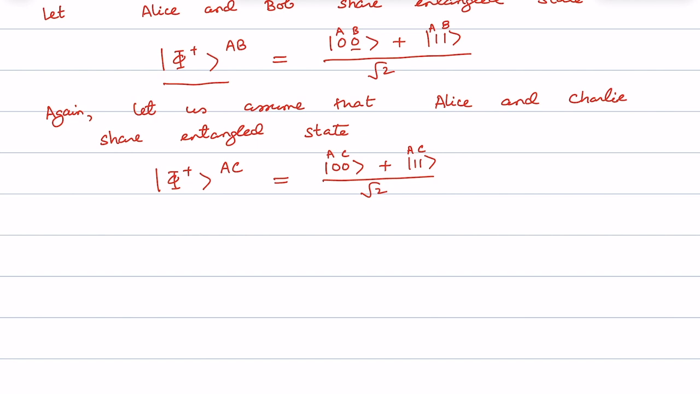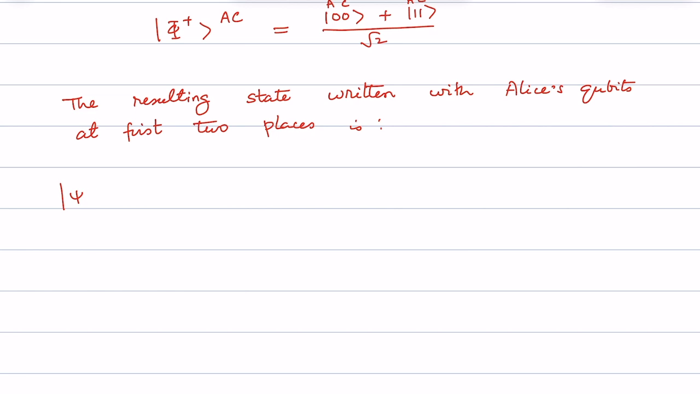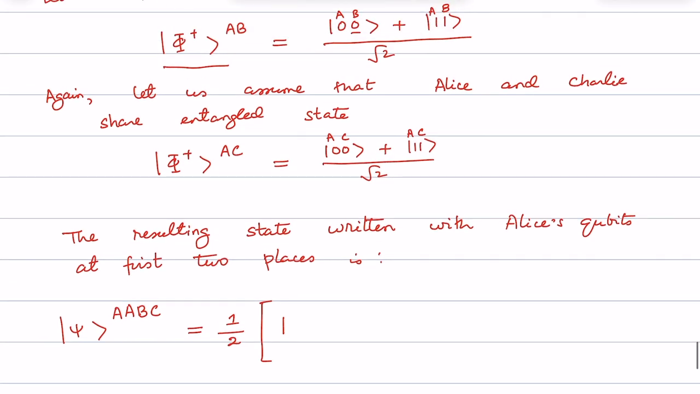Now, you can write the resulting state with respect to Alice's qubits at the first two places. Let me write this state as AABC. The first two places belong to Alice, so we are going to have this. If I write these two things together, you can easily understand what combinations I can get.